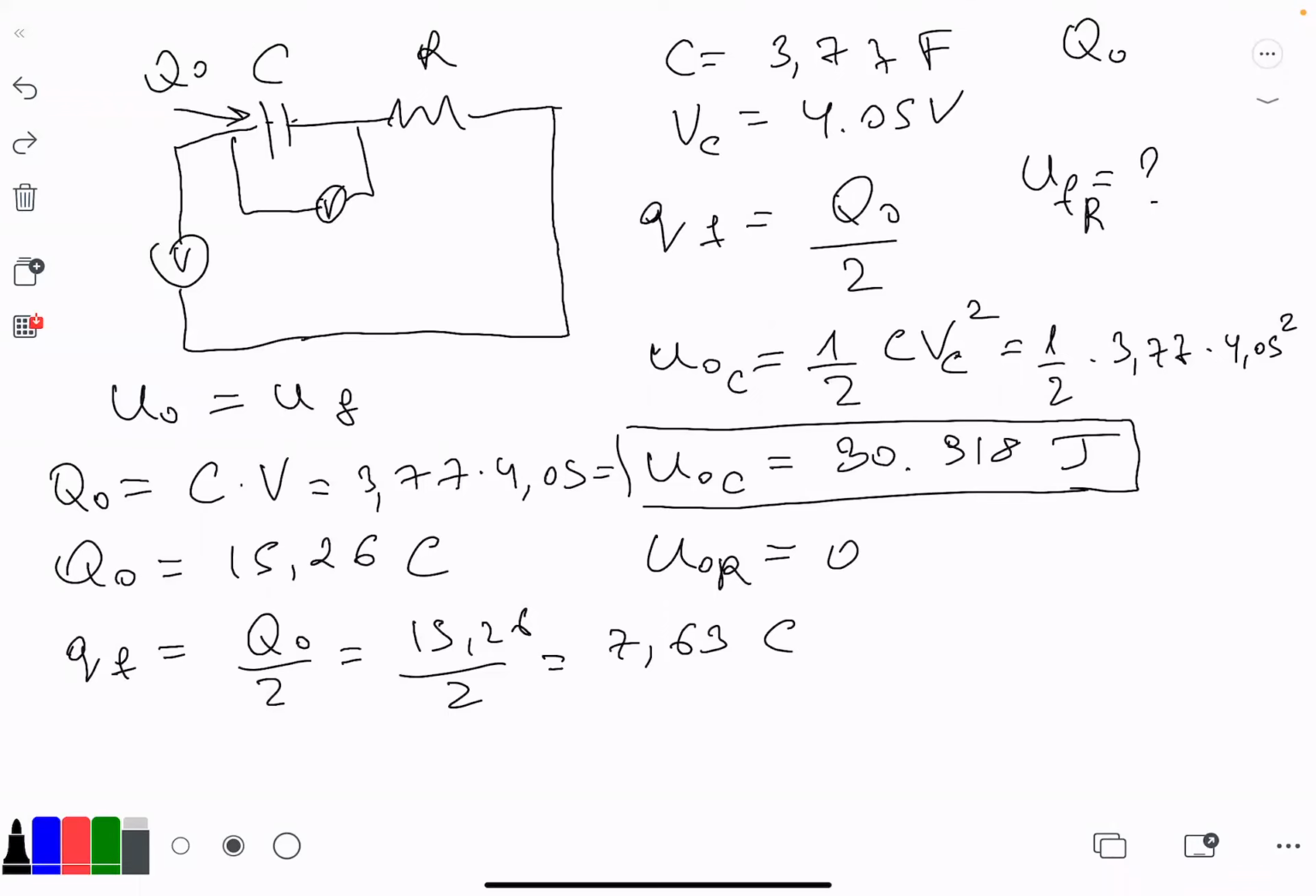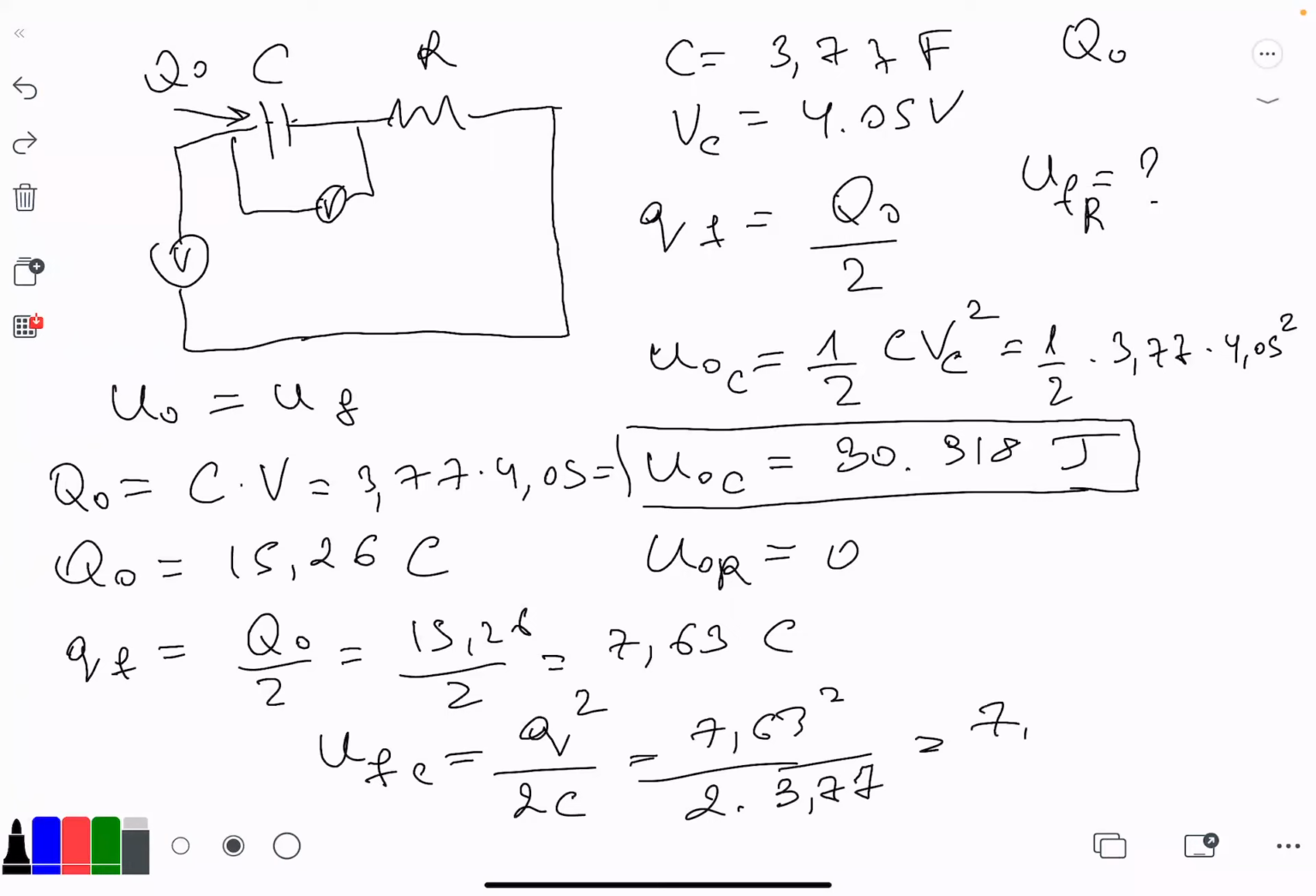What is next? We found the initial energy stored in the capacitor. What can we find now? We know how much charge is there in the final state. So the final energy in the capacitor is equal to Q squared over 2C. Why did I select this formula, not V? Because C is constant in the capacitor, and we know the charge. So that means 7.63 squared divided by 2 times 3.77. That will give you 7.729 joules.